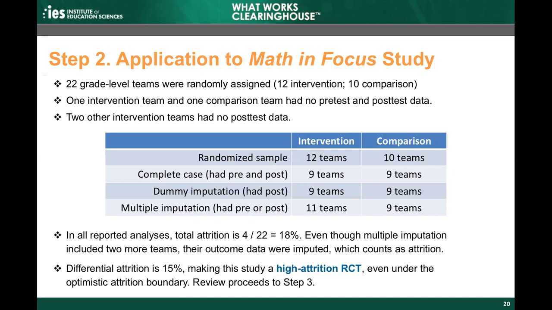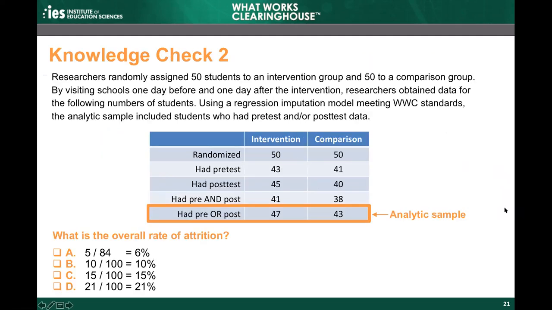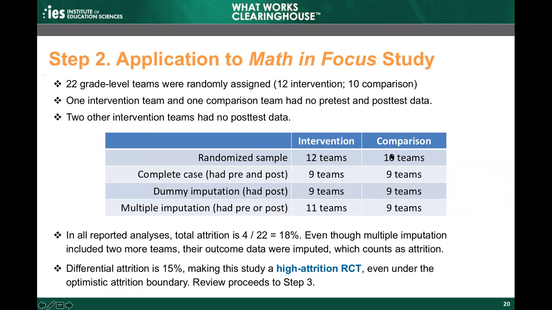When conducting this review step, we use the standard attrition boundaries that are provided in the WWC handbook. And even under the optimistic attrition boundary, the attrition is high. So this is a high attrition RCT, and review proceeds to step 3.